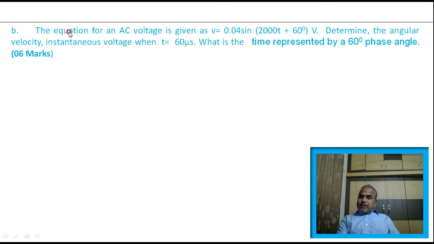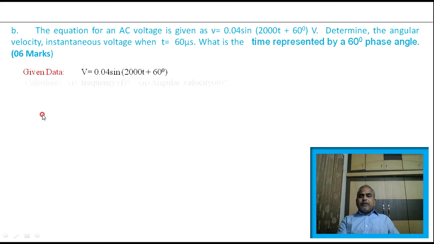He has given the instantaneous value of the voltage in equation form, in terms of maximum value and omega. It is very simple. First you list out the data given. What data is given? Only a simple equation, V is equal to 0.04 sine (2000 t plus 60). That is what I am writing here.